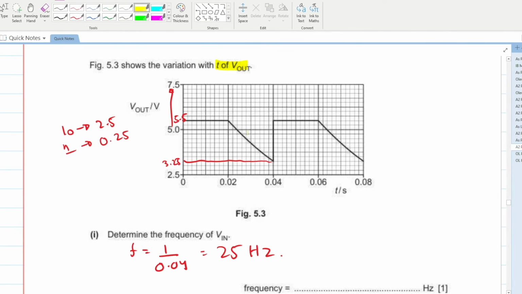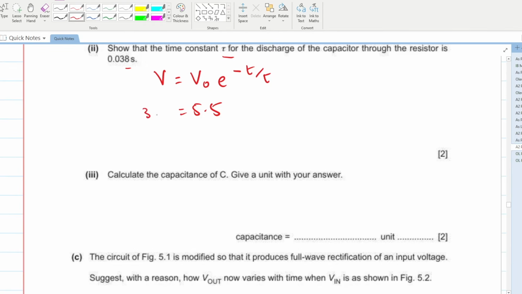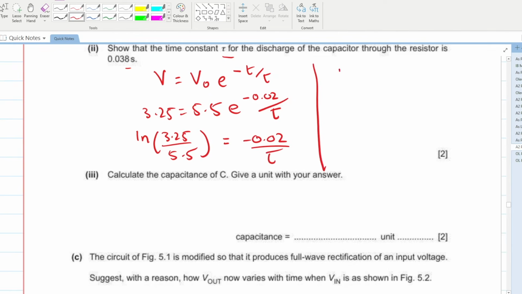Okay, and the time it takes for discharge is what? ये कितना टाइम ले रहा है भाई डिस्चार्ज के लिए? 0.02 से 0.04 कितना टाइम कवर हो रहा है? 0.02 सेकेंड्स. ओके, वोल्टेज V की वैल्यू क्या है? 3.25 E माइनस टाइम कितना कवर हो रहा था? 0.02 divided by tau. Okay, now let's take an ln of 3.25 divided by 5.5 is equals to minus 0.02 divided by tau. Okay, tau comes out to be equal to what? Minus 0.02 divided by ln 3.25 divided by 5.5.